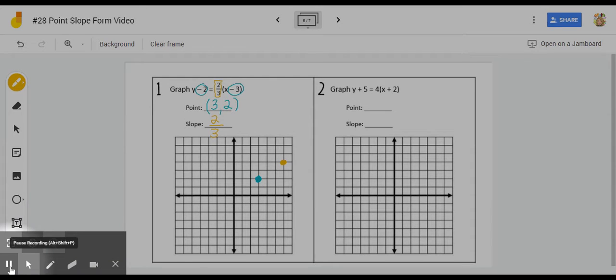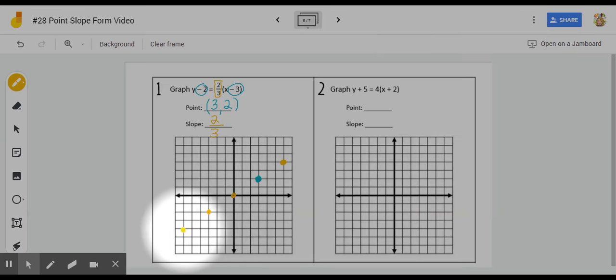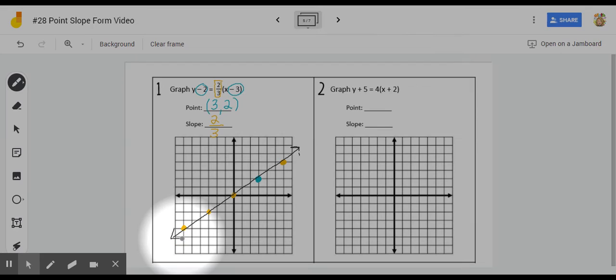Now, if we wanted to, we can reverse that to get more points on the graph. So we could go down 2 and to the left 3 to continue this trend, and we can get a more accurate drawing of what our line looks like. So at least 3 to 4 points would be good, guys, to graph for me. All right, so let's try number 2.